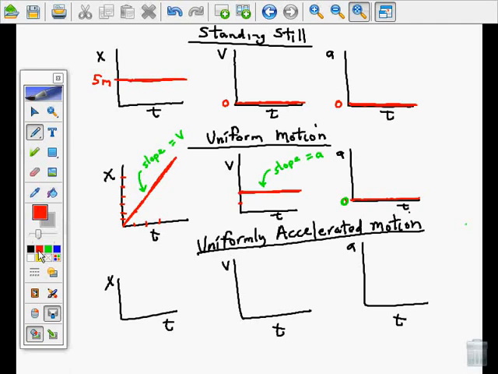Now, with uniformly accelerated motion, the acceleration is constant. This is tricky because you have uniform motion here, and then uniformly accelerated. And both of them have that word uniform in it, but you have to realize uniformly accelerated means that the object is speeding up. It's just that it speeds up by the same amount each second. So basically, another way of saying uniformly accelerated motion is constant acceleration, whereas uniform motion is constant velocity.